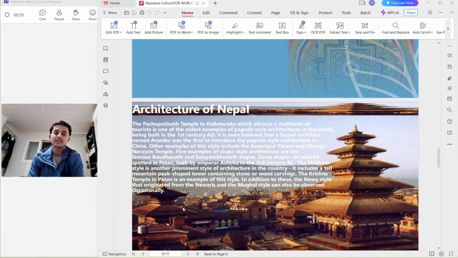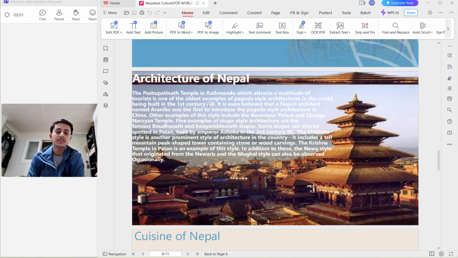Let's talk about the architecture of Nepal. The Pashupati Temple in Kathmandu, which attracts a multitude of tourists, is one of the oldest examples of pagoda-style architecture in the world, being built in the 1st century AD. It is even believed that the Nepali architect named Araniko was the first to introduce pagoda-style architecture in China. Other examples of this style include Basantapur Palace and Changunarayan Temple.